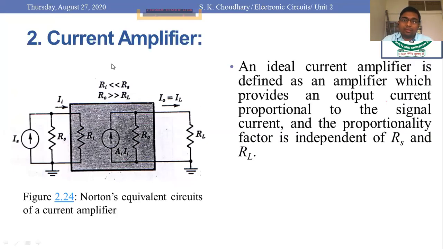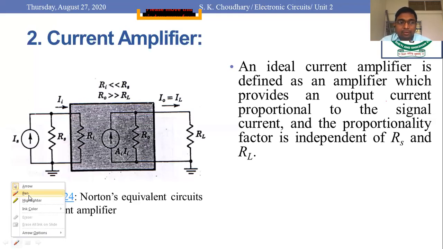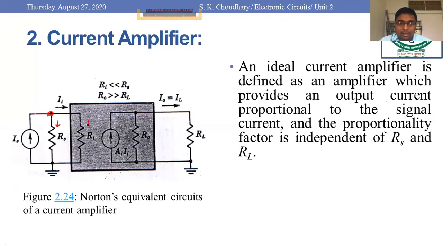Okay. So here, in the circuit, an independent current source Is is shown. In parallel, there is Rs, that is a Norton equivalent. There is one current II. Up to this node, the current Is is flowing, but at this node, the current is divided into two branches, one across Rs and another across Ri. So across Ri, the current is II.